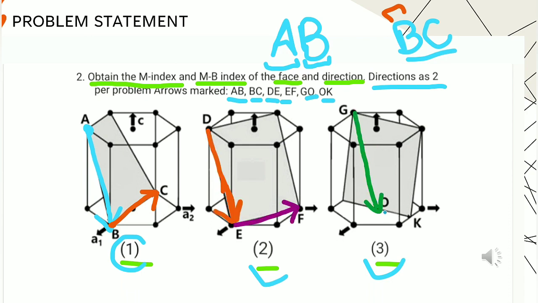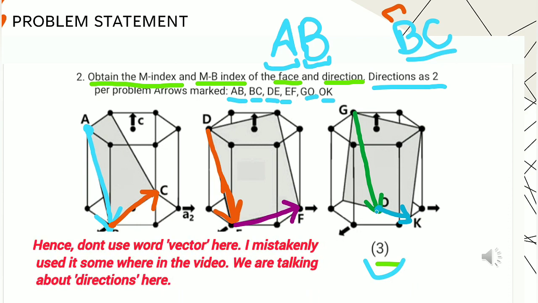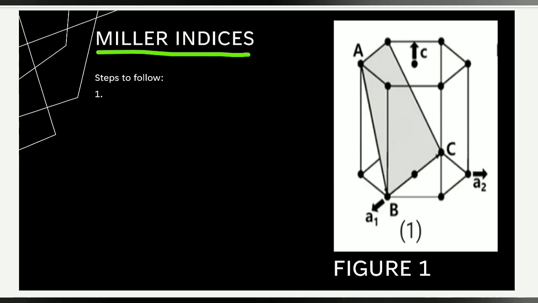So here you can see these directions now. There is a difference between saying a vector and saying a direction. Direction is just direction; magnitude is not relevant. While in the case of a vector, both magnitude and direction are relevant. So first of all, you will find the Miller indices for the directions AB and BC. And after finding the Miller indices, we'll find the Miller-Bravais indices.